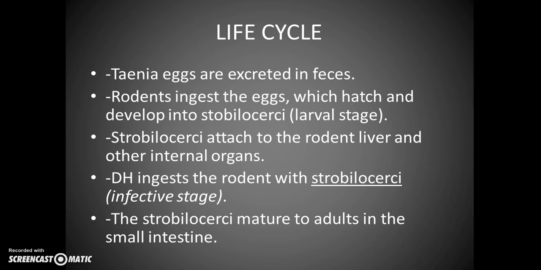The taenia eggs are going to be excreted in the feces inside of those proglottids. The rodents will ingest the proglottids or the eggs that have been spewed out onto the feces, and then they hatch and develop into strobilocerci inside of the rodent. These cyst-form strobilocerci attach to the rodent liver and other internal organs. When the definitive host comes along and ingests the rodent, they also ingest the strobilocerci, that larval stage, and that's considered the infective stage here. So the strobilocerci, once they're inside of the definitive host, mature to adults in the small intestine.